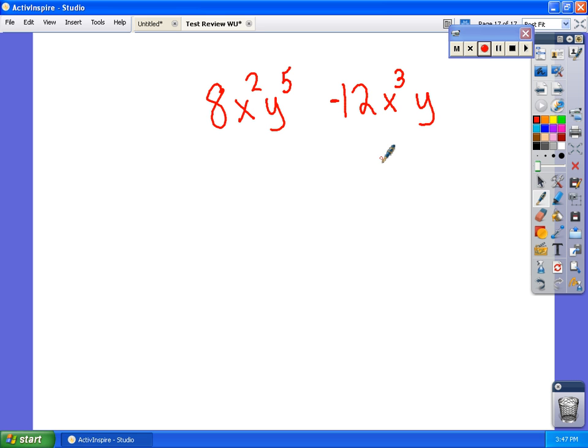If I were to break out the variables, this x squared means x times x, and y to the fifth means y times y, and you can do that 5 times. This one has x times x times x times y. So what do they share as far as the variables? Well, they each have 2 x's, and they have 1 y that they share. So in our greatest common factor of these two numbers, we're going to make sure we keep those highlighted.